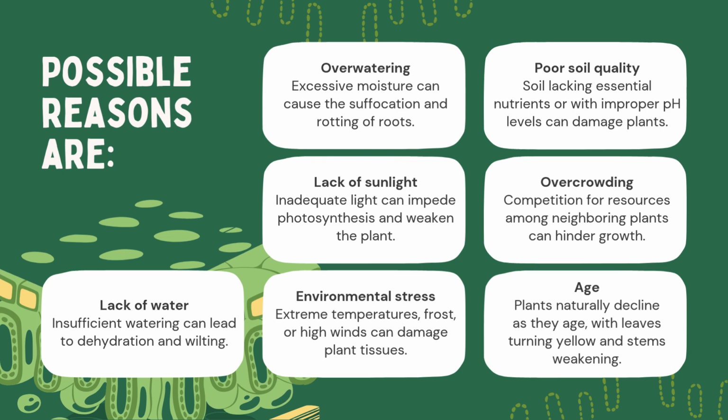Lack of sunlight. Inadequate light can impede photosynthesis and weaken the plant. Overcrowding. Competition for resources among neighboring plants can hinder growth. Lack of water. Insufficient watering can lead to dehydration and wilting. Environmental stress. Extreme temperatures, frost, or high winds can damage plant tissues. Age. Plants naturally decline as they age, with leaves turning yellow and stems weakening.